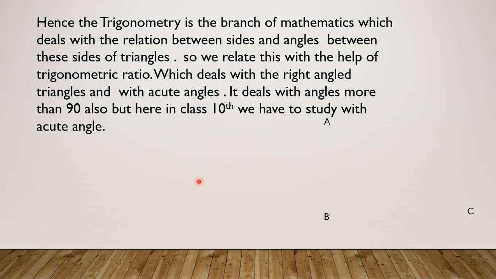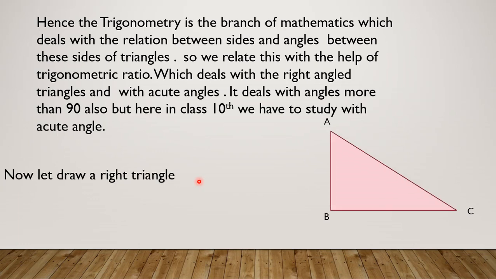only acute angles, as trigonometry deals with the angles more than 90 degrees, but in class 10th we have to study for the acute angles only. So let us draw a right angle triangle ABC where angle B is 90 degrees and angle C is an acute angle, and we know that AC is the hypotenuse, AB is the perpendicular of the right angle triangle ABC, and BC is the base. So here, when we are taking the acute angle C, it is denoted by theta.